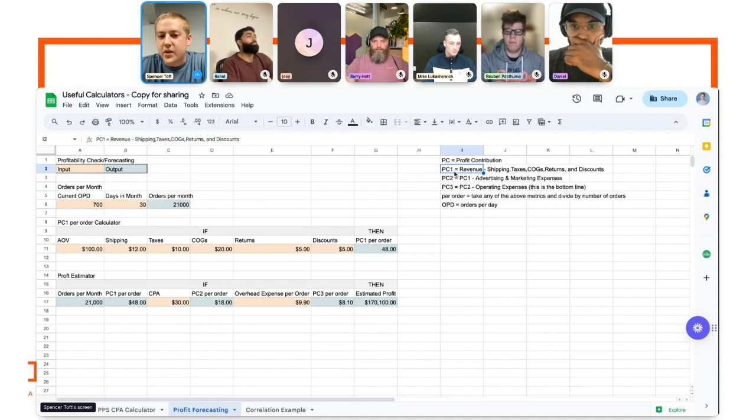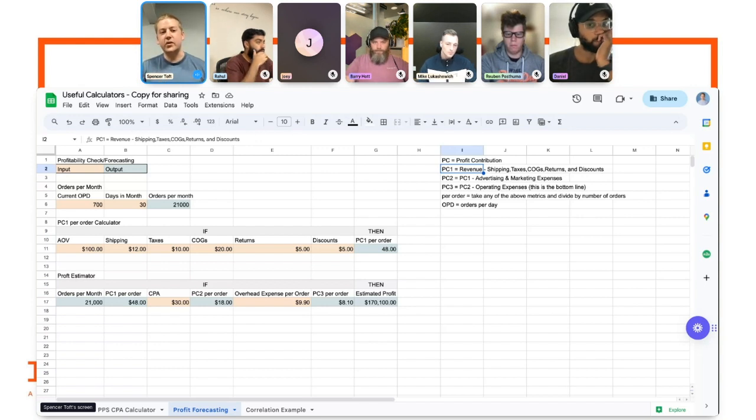And then PC1 would be your revenue. So this is all your revenue, and then minus your shipping, taxes, cost of goods, returns and discounts, everything that takes away from profit. And so your PC1 is basically how much product revenue is contributing towards profit, and after product revenue, how much is left to pay for advertising and then operating expenses.